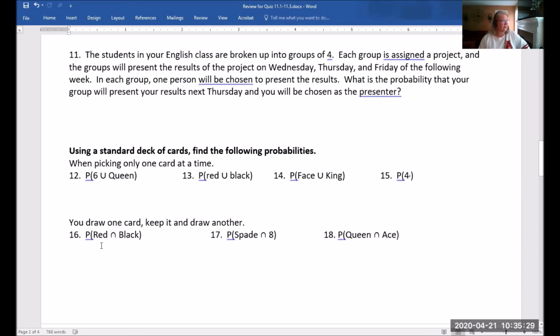But we're going to do this. Now, this one's an "and" statement. It says, draw one card, keep it, and draw another. So are these probabilities going to be dependent or independent? Dependent. Now, if we put it back, it would be independent, wouldn't it? But all of these are going to be dependent, which means sometimes both the top number and the bottom number are going to change.